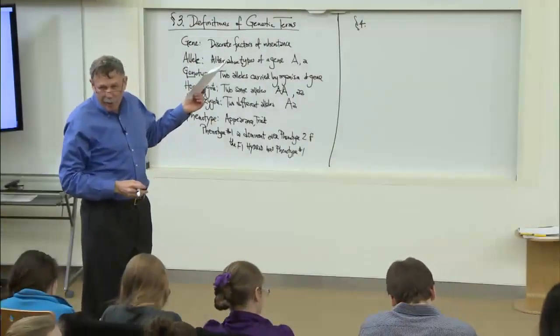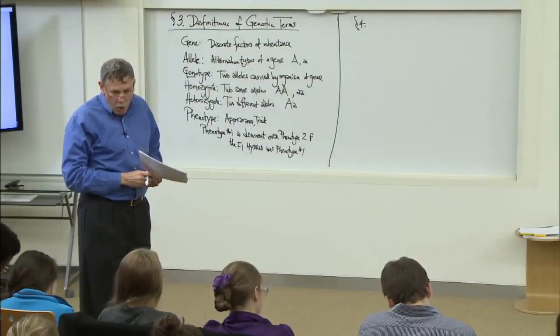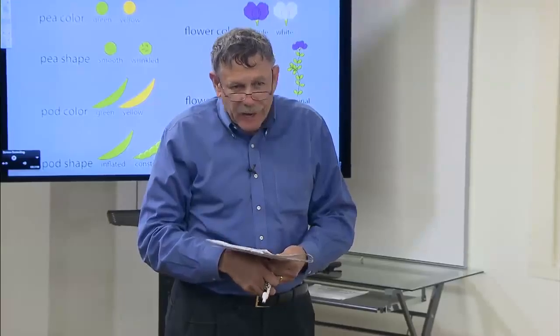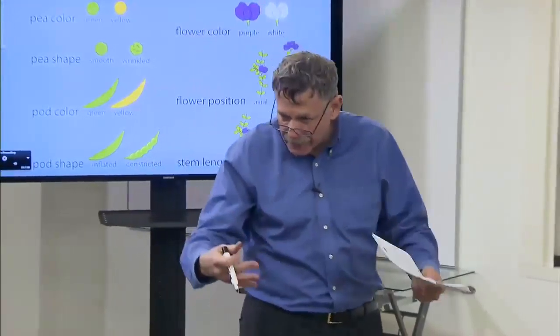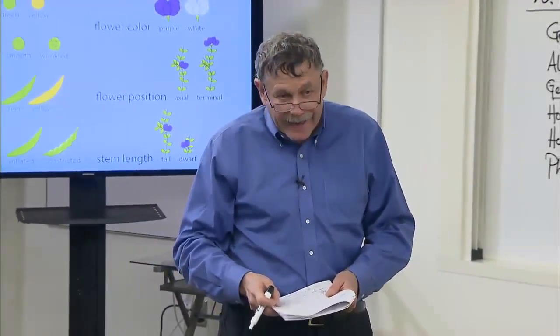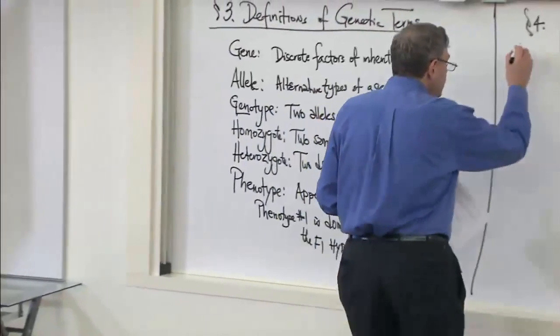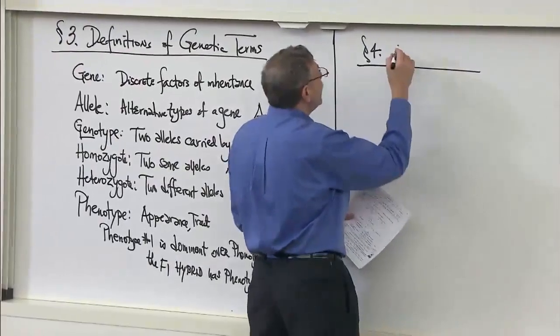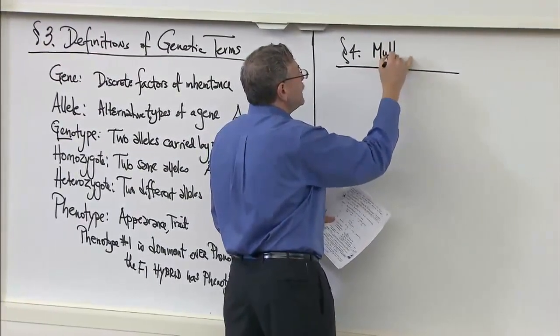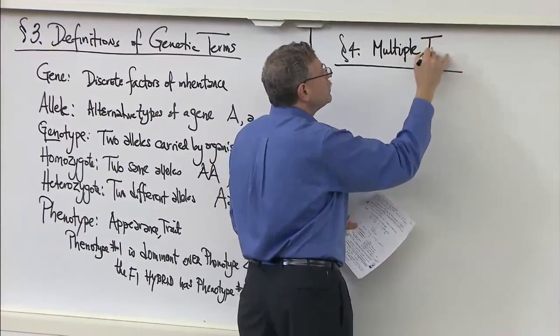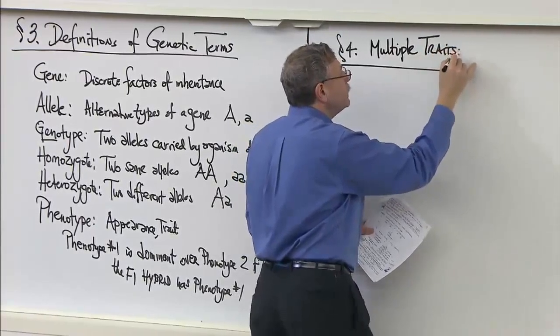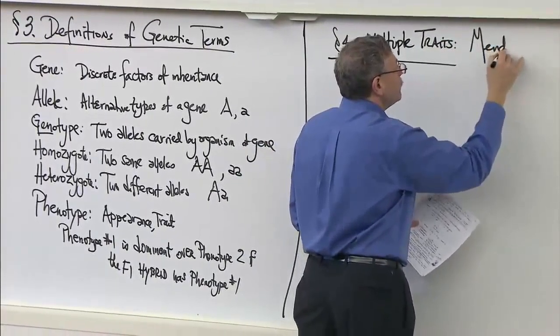Mendel's first law was about how these particles were segregating randomly, distributed randomly to the next generation. And he studied these 7 traits. But Mendel did a second thing. Mendel looked at multiple traits simultaneously, multiple traits at the same time. That is Mendel's second law.